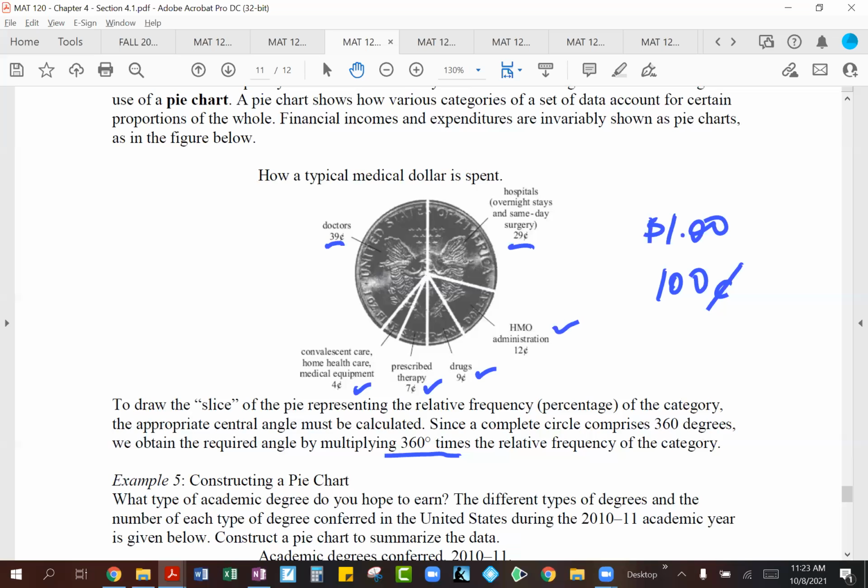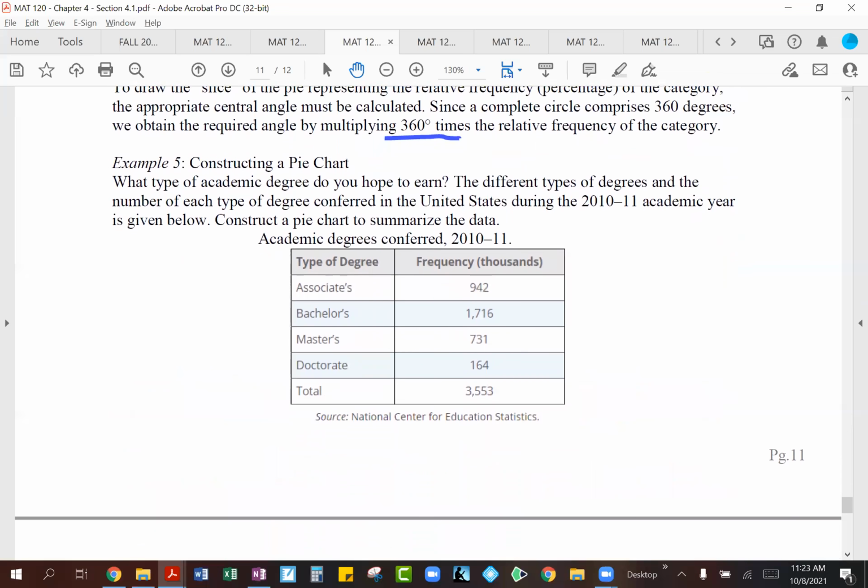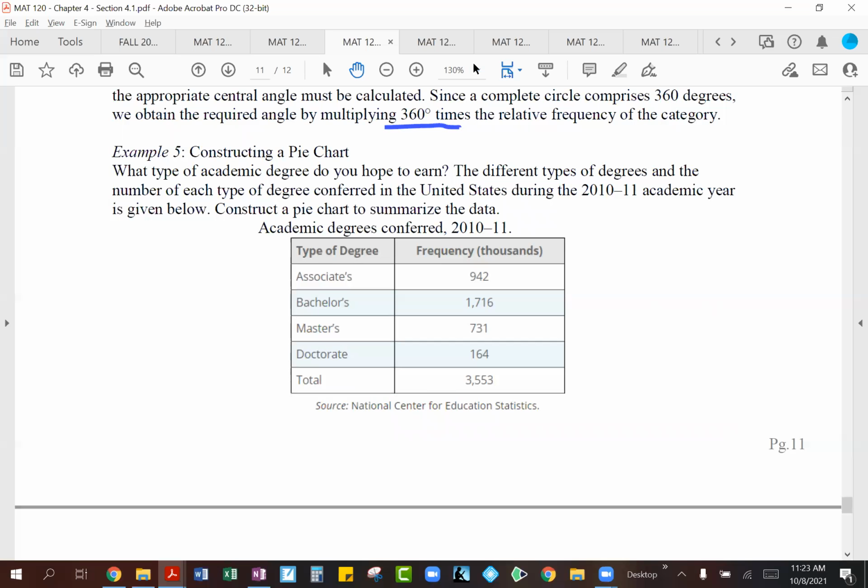So they're just showing you how this dollar that you spend on medical expenses is being billed, basically how it's being separated. Here's an example talking about what type of academic degree you hope to earn. Again, this is a categorical type of question because they're asking what type of degree the student is expecting to earn. Our different categories are associate's, bachelor's, master's, and a doctorate, right? So 4 different categories. Here's the data that we have.